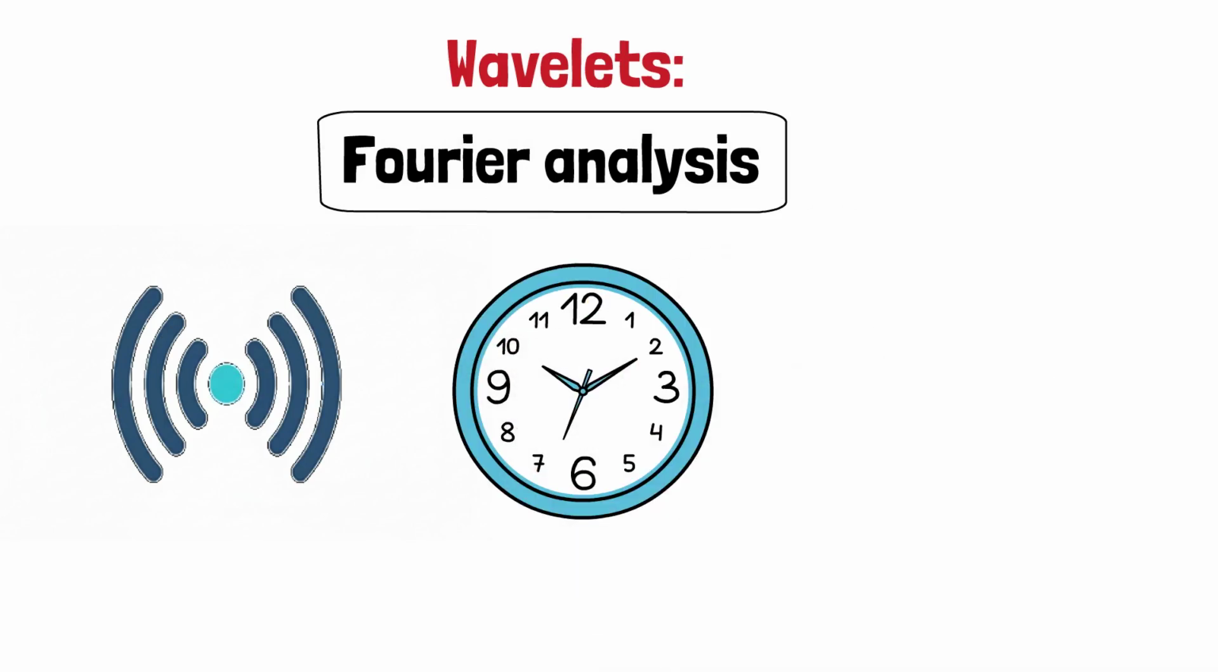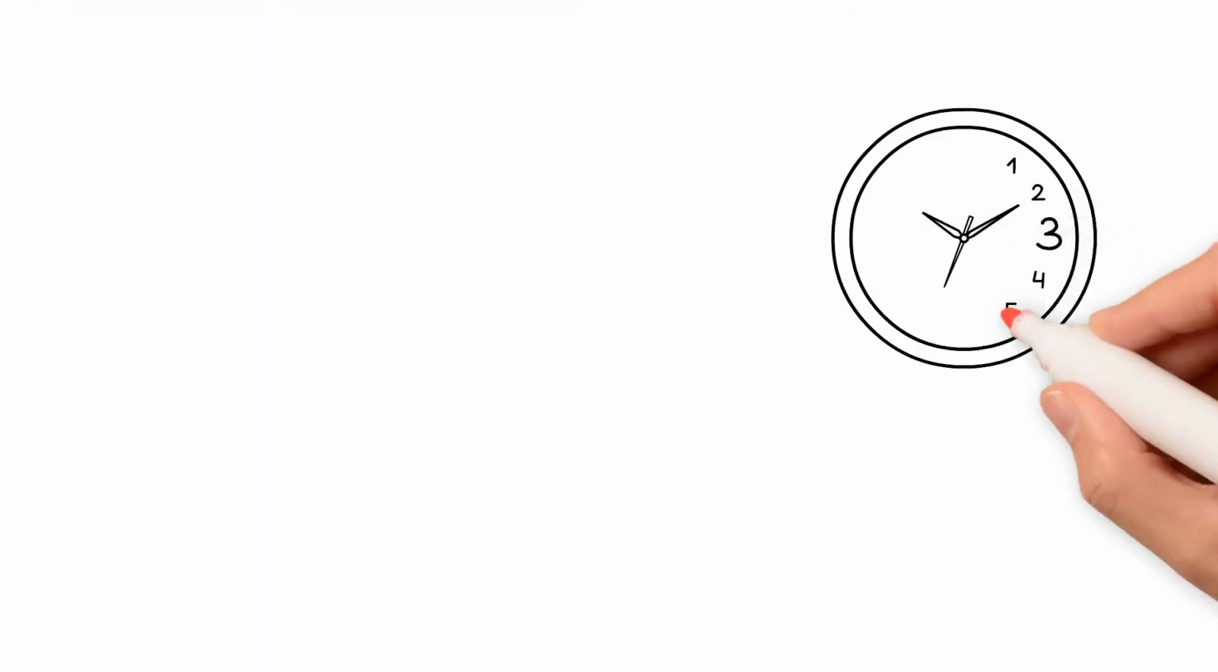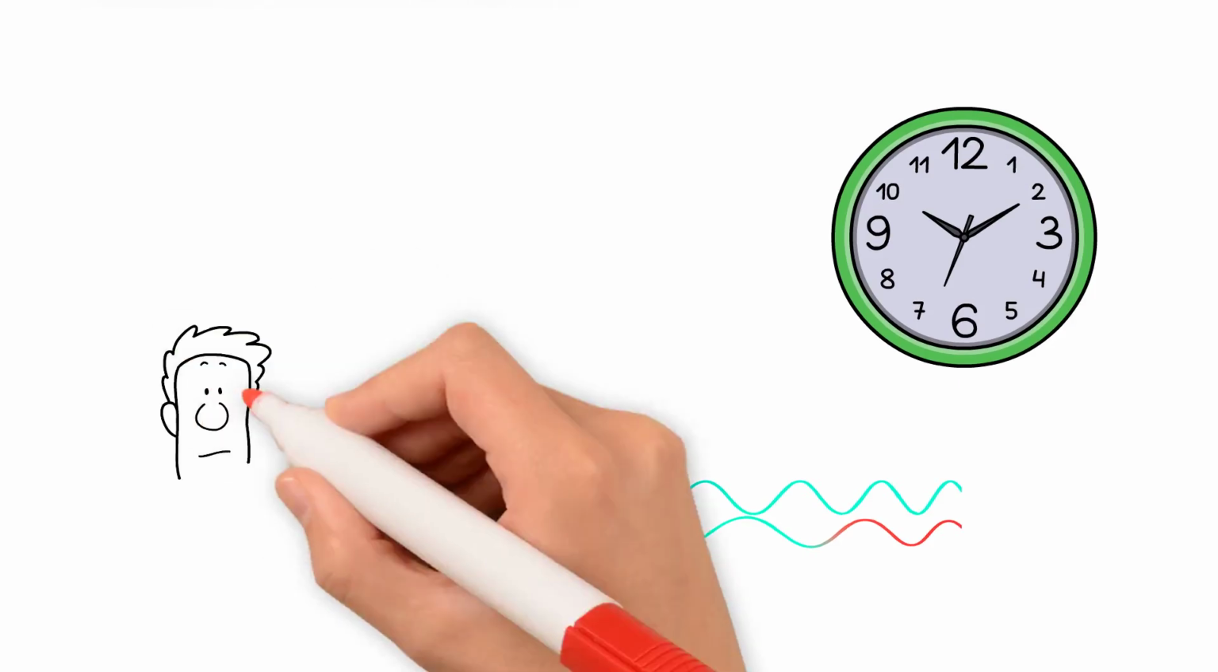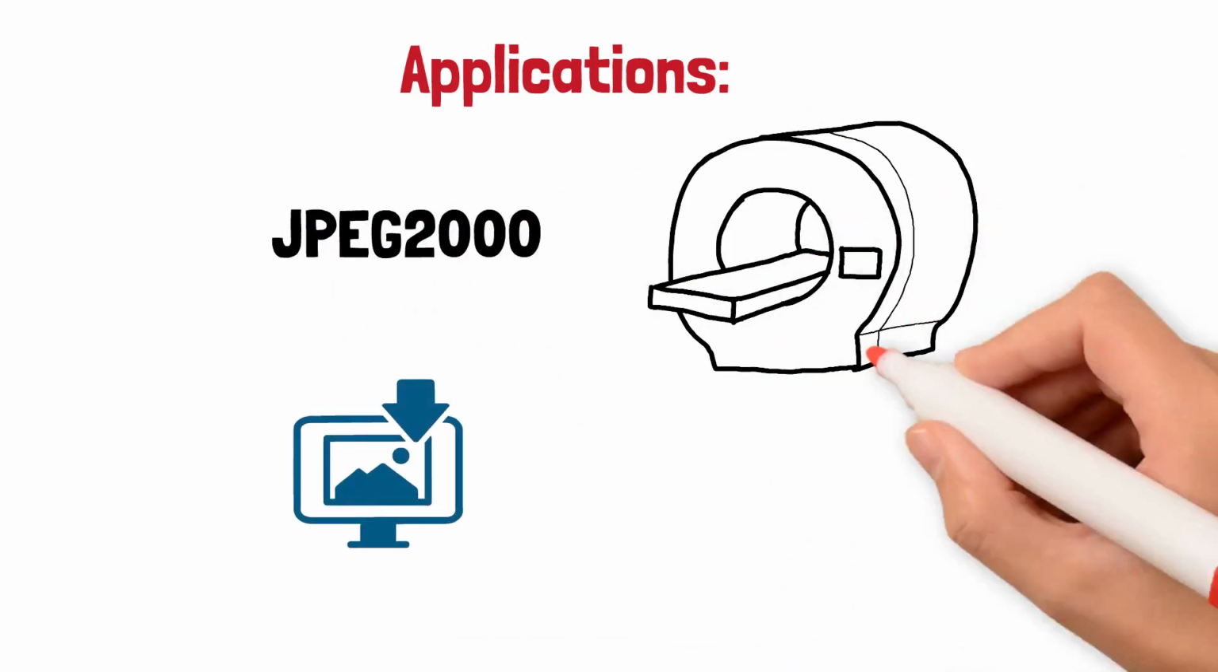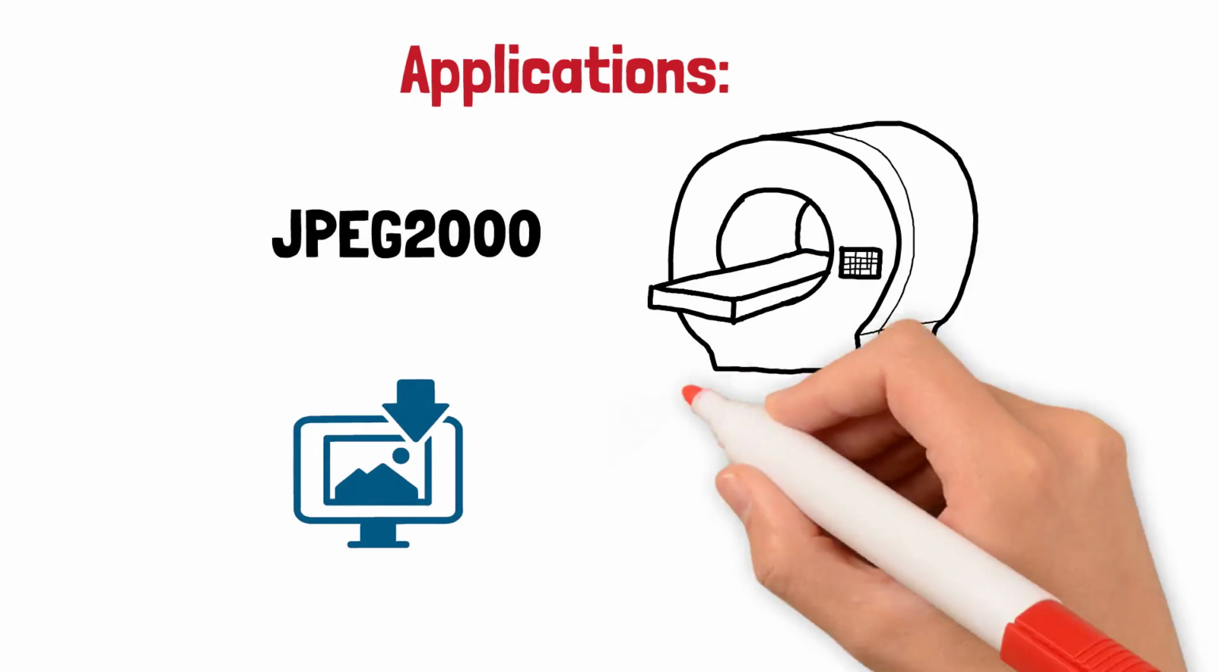Wavelets. Fourier analysis is powerful, but it struggles when signals change over time. Enter wavelets. Short, localized functions that can zoom in on both time and frequency. Think of them as magnifying glasses for signals. Applications. Wavelets are behind JPEG 2000 image compression, medical imaging like MRI, and denoising algorithms that clean up signals.